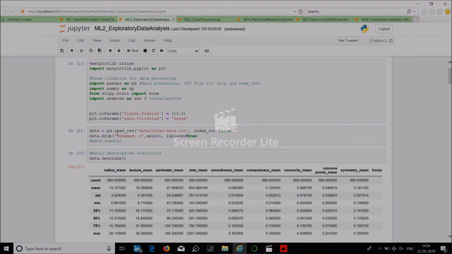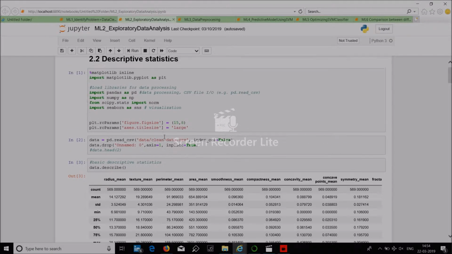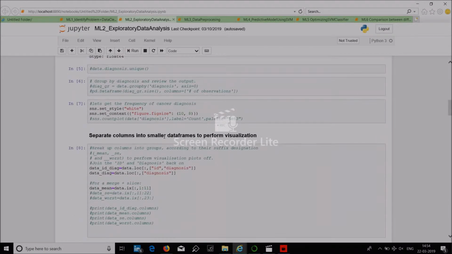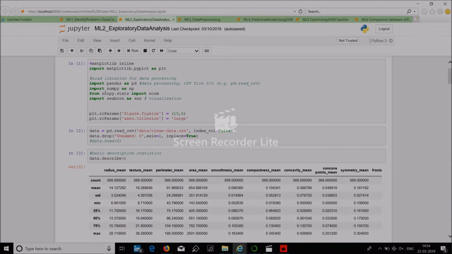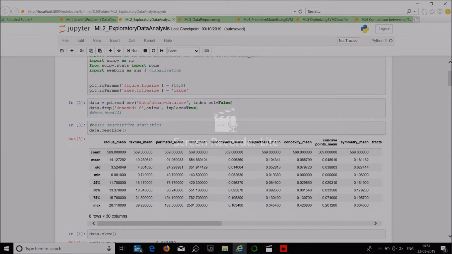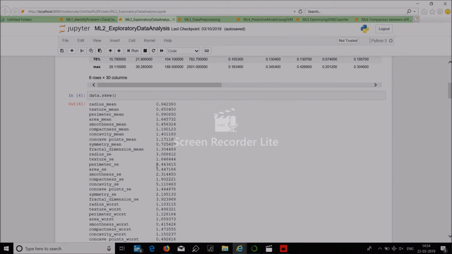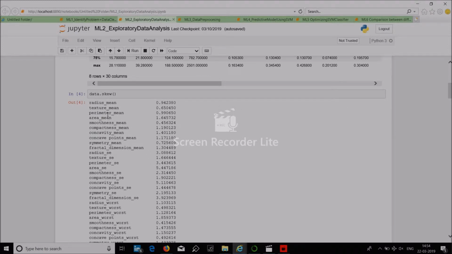We used two methods: descriptive statistics and visualization methods. In the descriptive statistics, we obtained the count, mean, standard deviation, minimum, 25%, 50%, 75%, and max rows. And from the skew values, what we obtained is that the skew result shows a positive right or a negative left skew. The values closer to 0 show less skew.